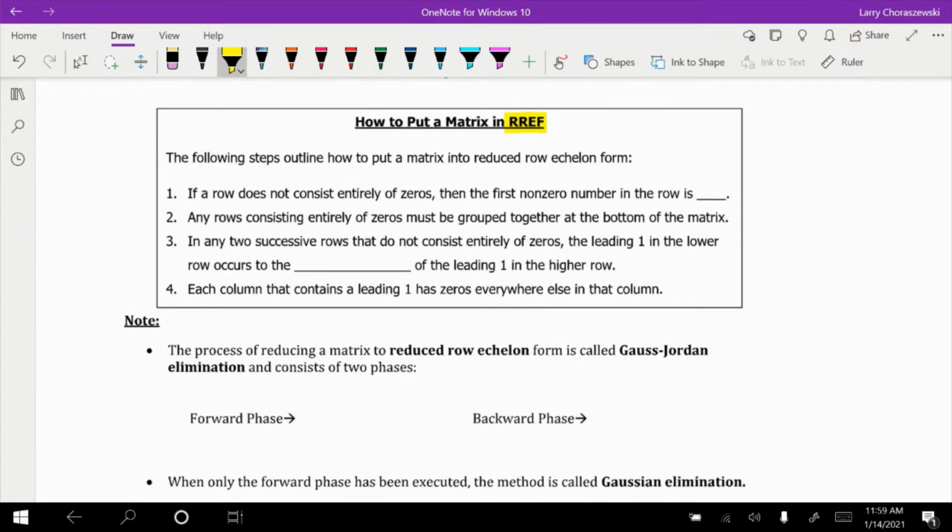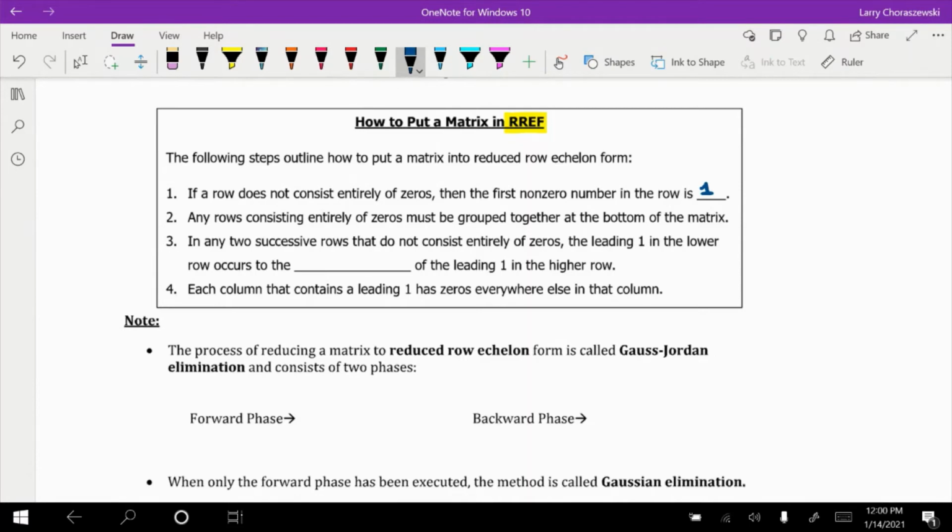So it says here, the following steps outline how to put a matrix into reduced row echelon form. Number one, if a row does not consist entirely of zeros, then the first non-zero digit in the row is 1. Number two, any rows consisting entirely of zeros must be grouped together at the bottom of the matrix. All right, and sometimes we do have that. We have matrices with a row of zeros, and if we come across those matrices and we're doing this by hand, then we want to move all of those rows with nothing but zeros to the bottom.